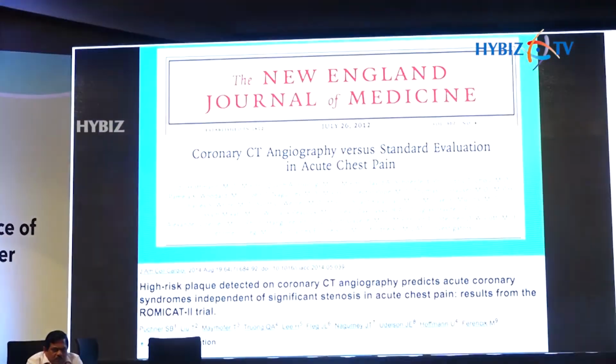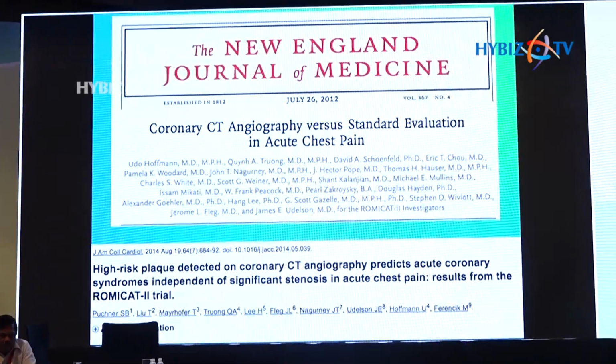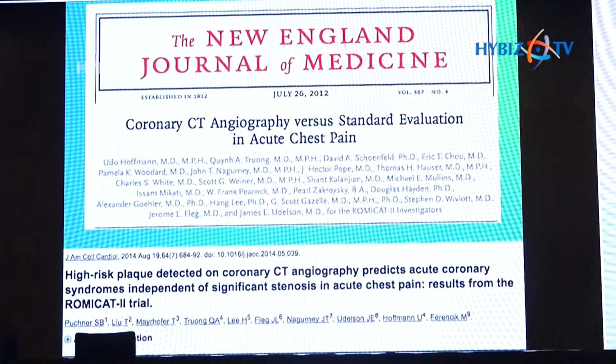Now, we are all in pursuit of what I call the holy grail. We're looking for a technique that can really identify this plaque and then predict the next ACS. Now, CT has come on the scene with the ACCURACY trial, and it has established itself as a diagnostic technique, the only non-invasive diagnostic technique which can look at non-obstructive coronary plaque.